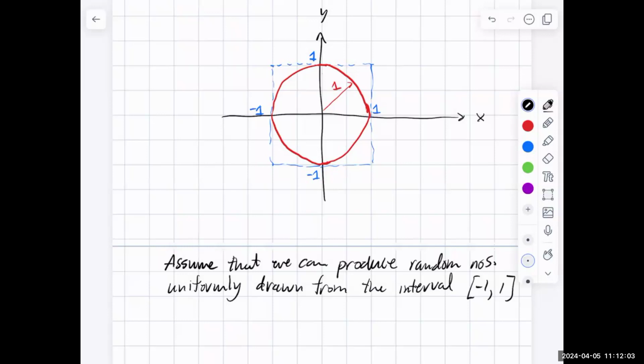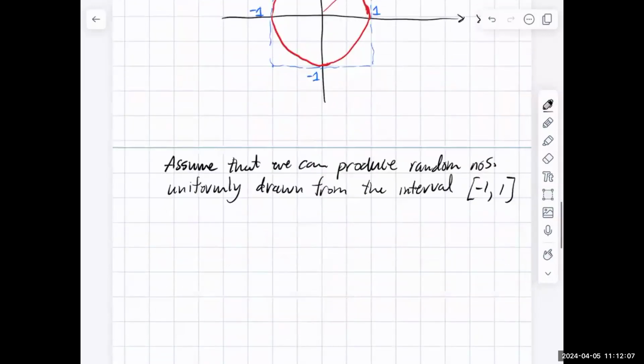Okay, so we're going to say, look, we assume that we can generate these random numbers somehow, and then we're going to repeatedly draw sample points.